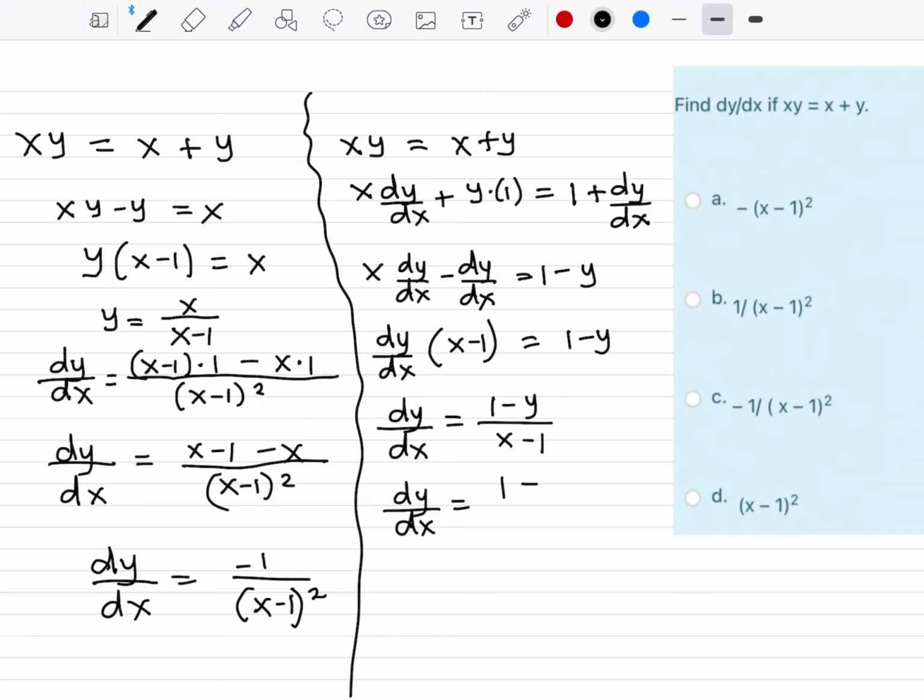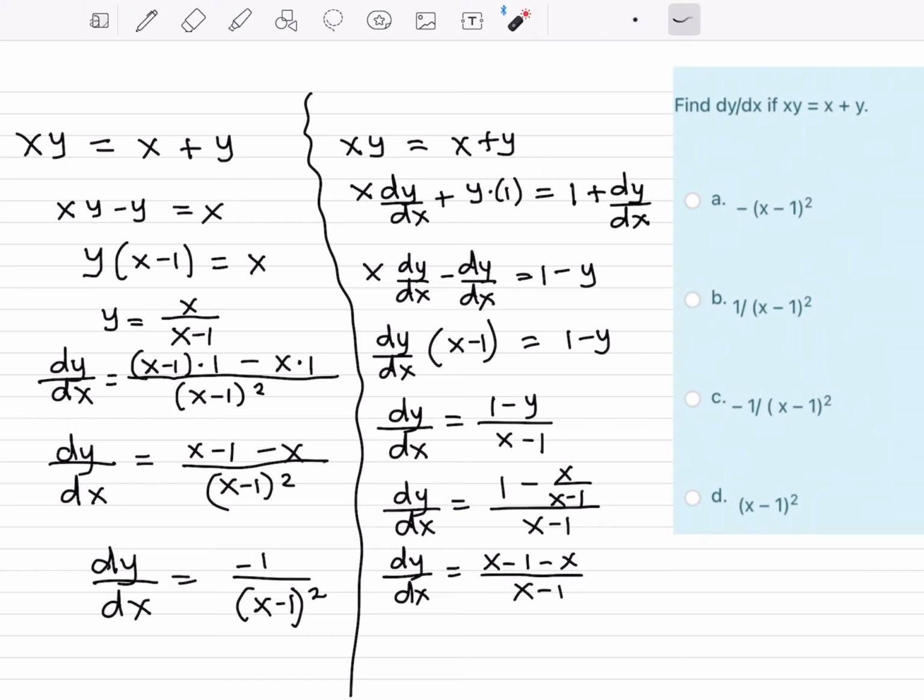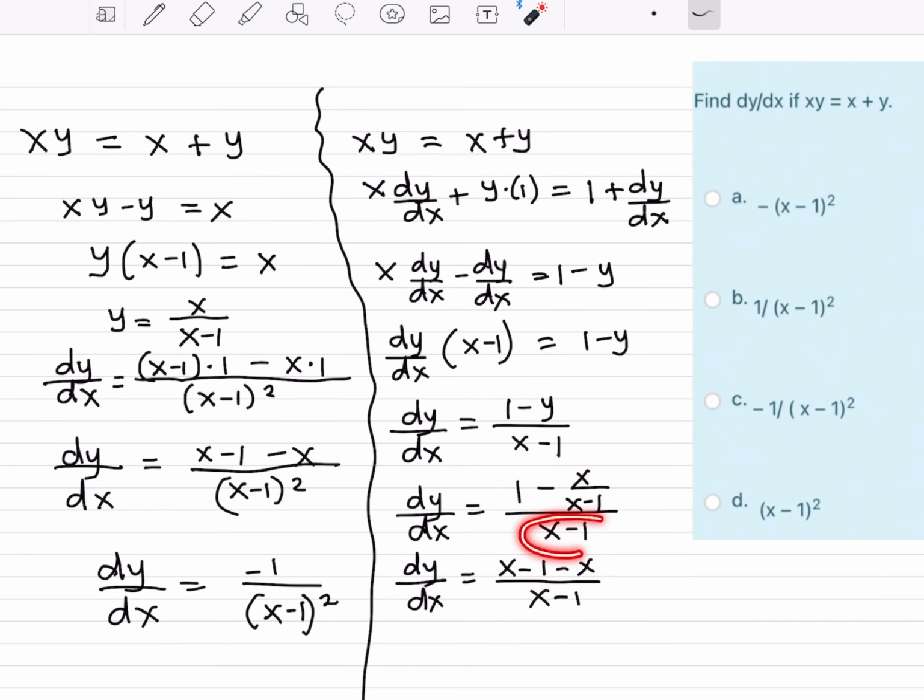that fraction, we get x over x minus 1 all over x minus 1. Now let's simplify this. When we combine the numerator, that means x minus 1 minus x all over x minus 1. Where did I get that? From here. Just combine the numerator. And then division by x minus 1 is the same as multiplying by the reciprocal of x minus 1, which is 1 over x minus 1.